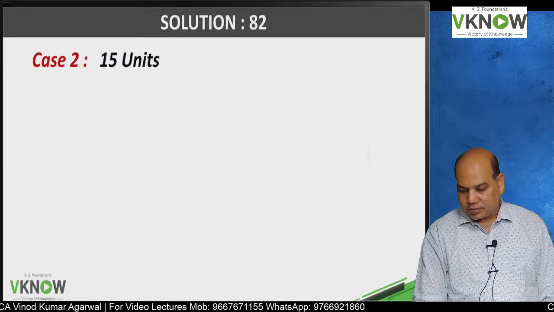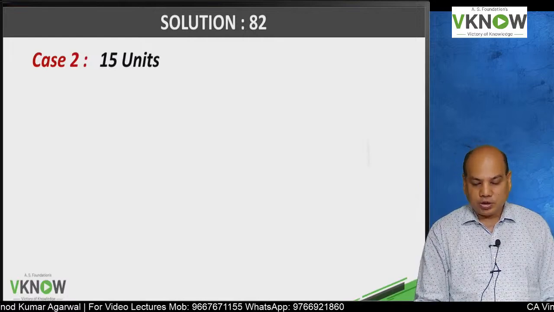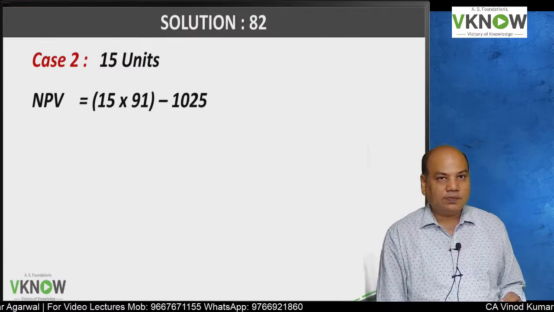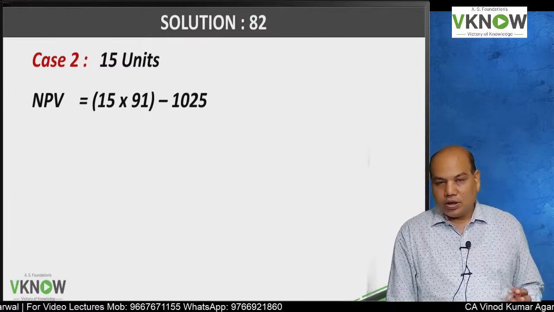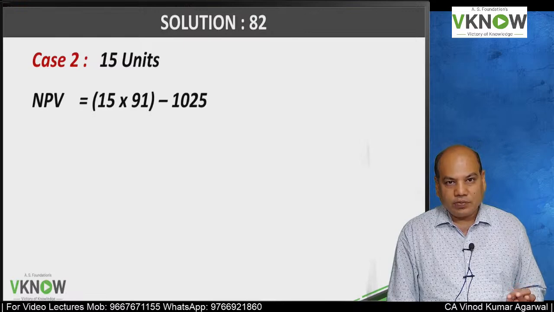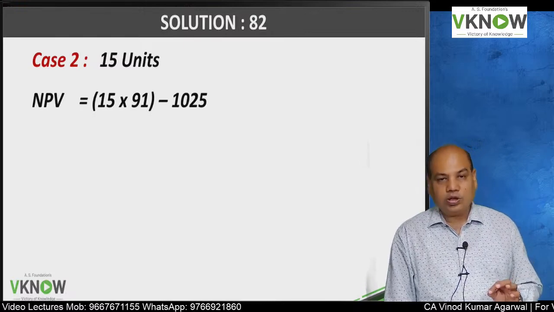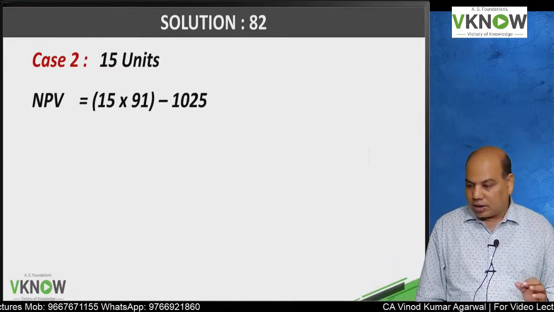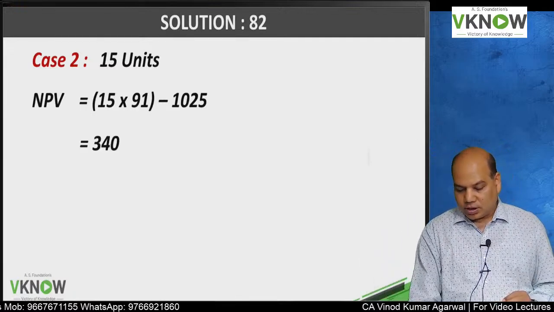And you can have another case too, 15 units. You can construct and sell 15 units also. Then NPV after 1 year will be 15 units into 91 minus 1025. Answer?